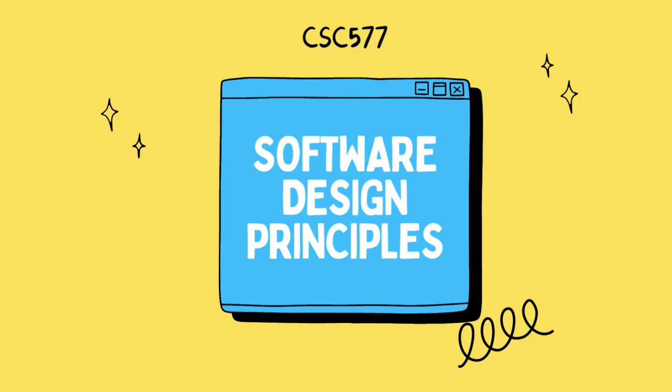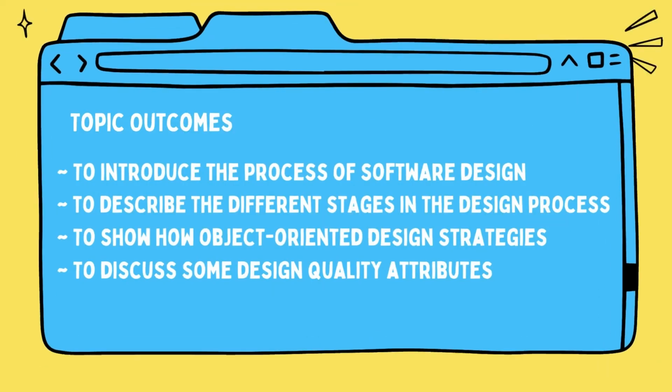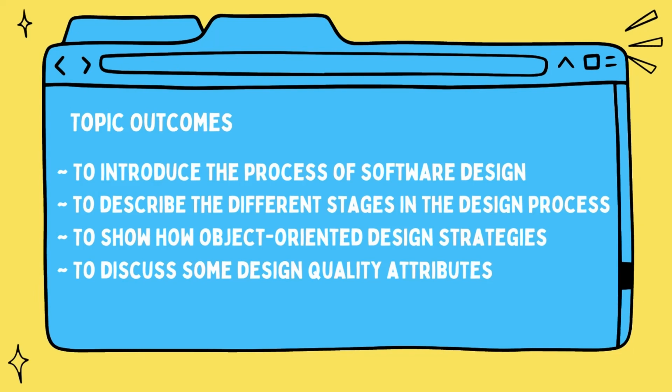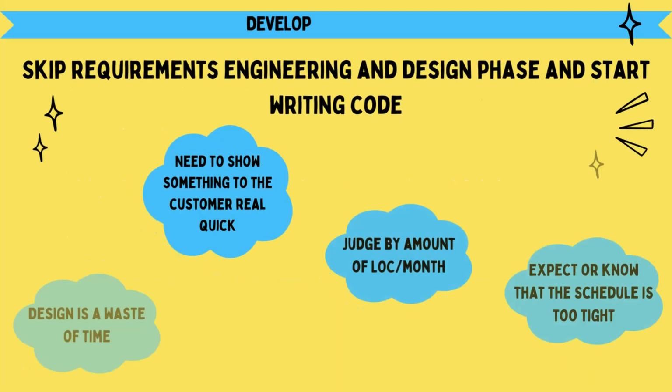We'll explain about software design principles. Topic outcomes: to introduce the process of software design, to describe the different stages in the design process, to show how object-oriented design strategies work, and to discuss some design quality attributes.